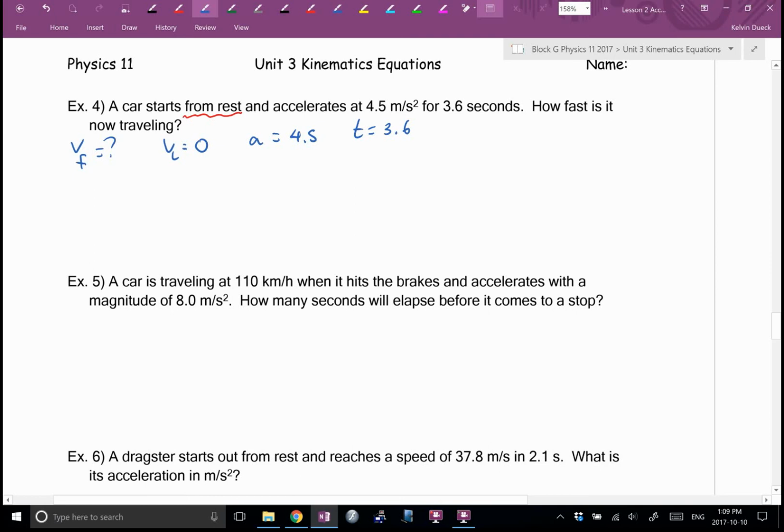Read it to me, my joy. Where VI is 0 plus 4.5 times 3.6. Do that one in your head, Mr. Dewick? Sure, I think I can. It's going to be 18 take away 1.8. Is it 16.2? Yeah?